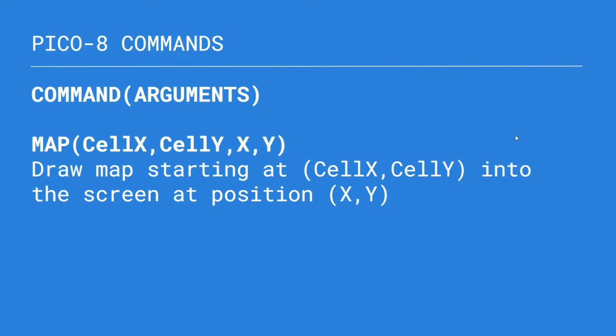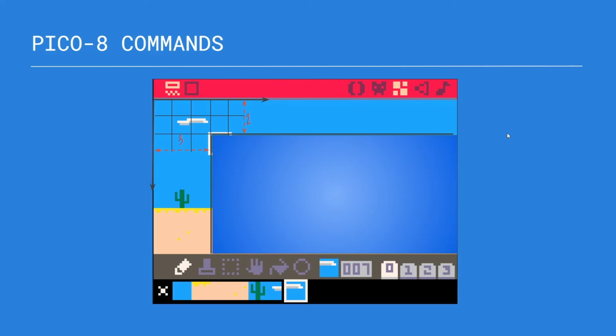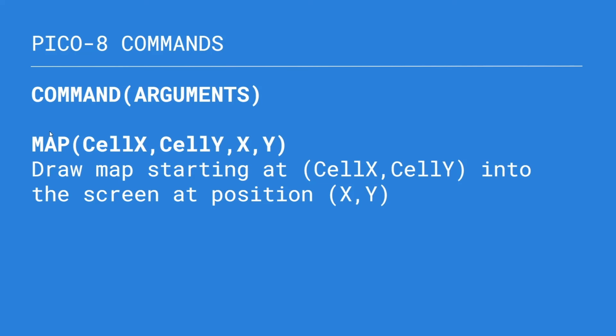The function map takes 4 arguments. The first 2 indicate which cell do we start drawing as the top left portion of our map. And the second 2 arguments, x and y, are where in our screen should these be positioned. In our game, we started by drawing everything in the top left cell, which means that when we write the map command, we're going to be indicating 0 and 0 here. Let's go ahead and try this out.